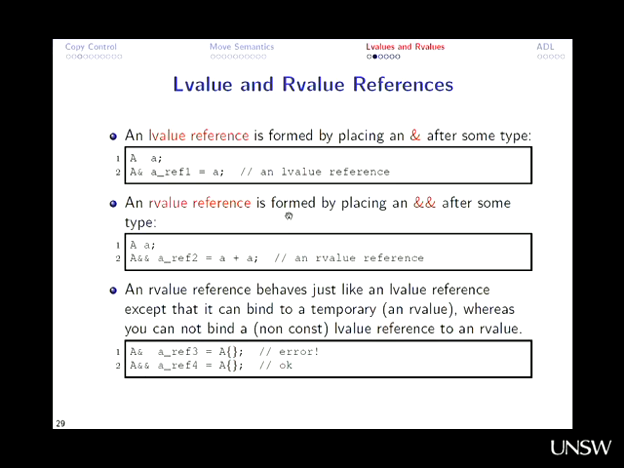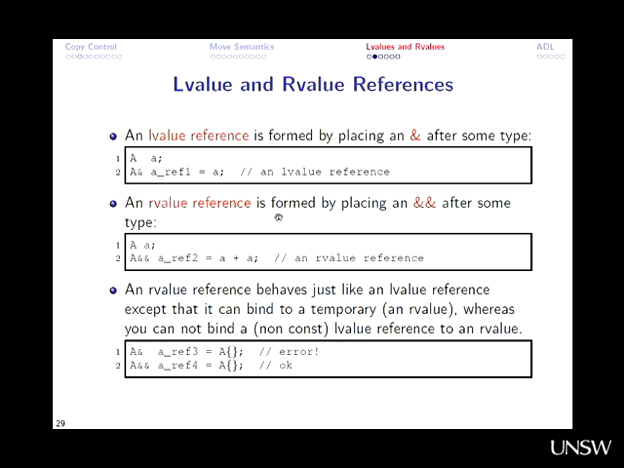An L value reference is formed by placing an ampersand after a type. Okay, so this is what we would have seen in week 1. We have a class A. We can have a reference, or an L value reference to class A, which is essentially an alias. An L value reference isn't strictly a type in its own sense. It's an alias for whatever is being stored up here.